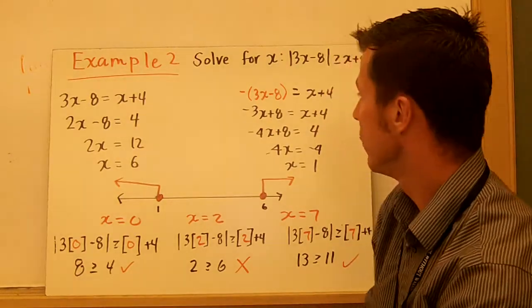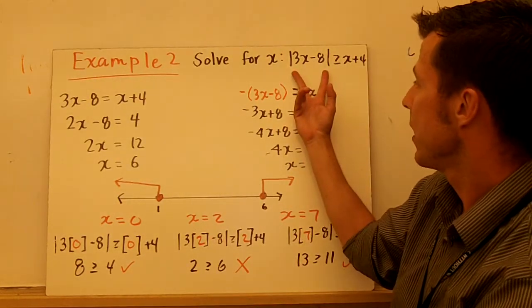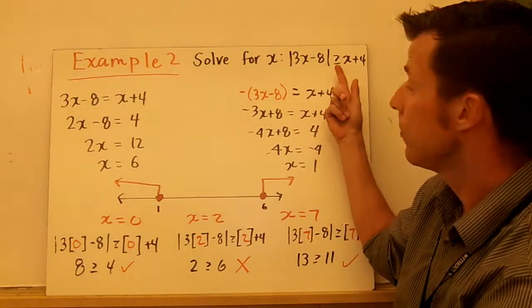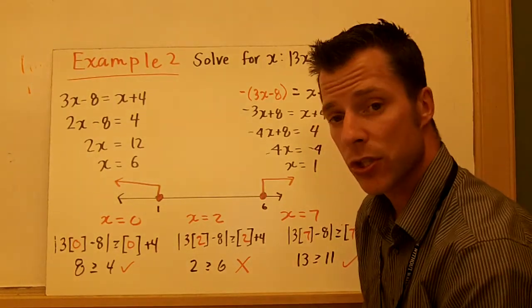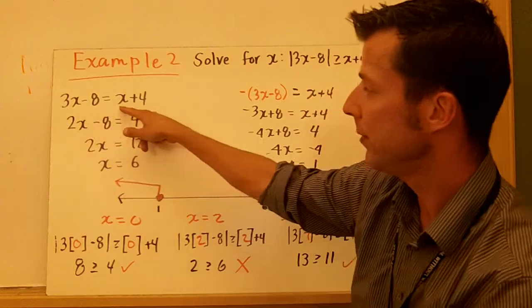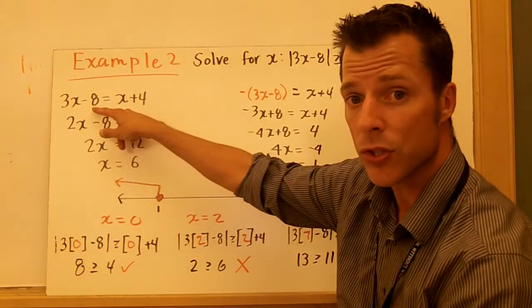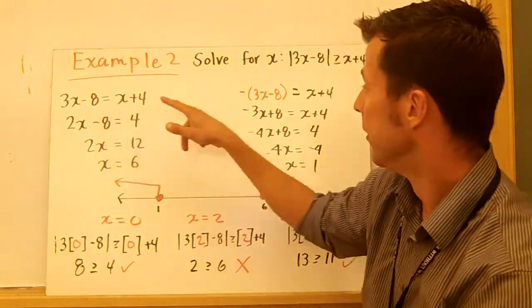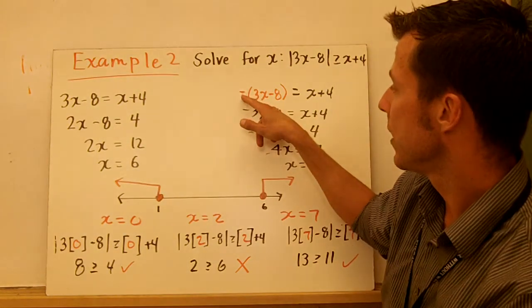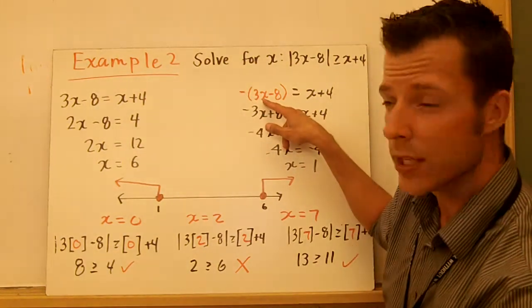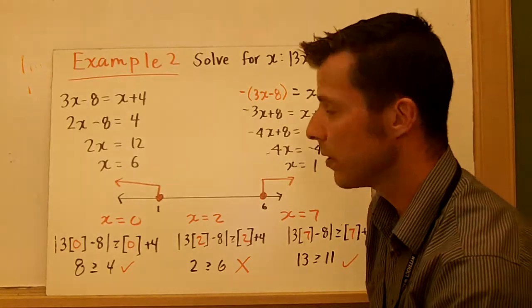With our second example, we have the absolute value of 3x minus 8 is greater than or equal to x plus 4. So this is a little more work. Again, left side, you have the positive, so just drop the absolute value bars. Here we're going to take the opposite of what's in absolute value, and I put that in red, and that's equal to x plus 4.